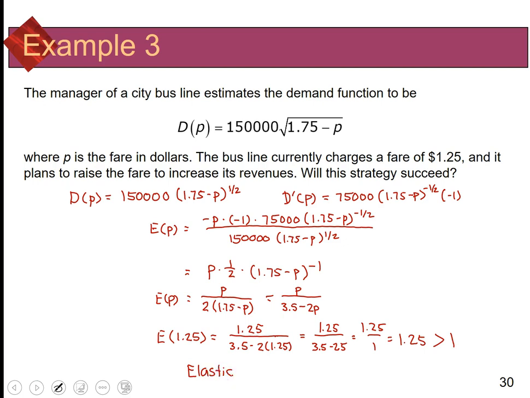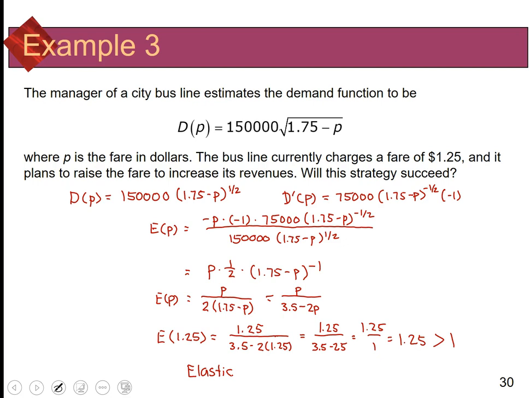That means that in this market the demand is elastic, so a price change is going to have an effect on demand. And typically when prices get raised, demand goes down. With it being elastic, raising the price at this price point will cause your demand to noticeably decrease, and therefore you'll get fewer riders. So this strategy will not succeed, because his revenue will decrease if he raises the fare. What he really should be doing is lowering the fare to increase the demand, get more riders, and therefore get more revenue.